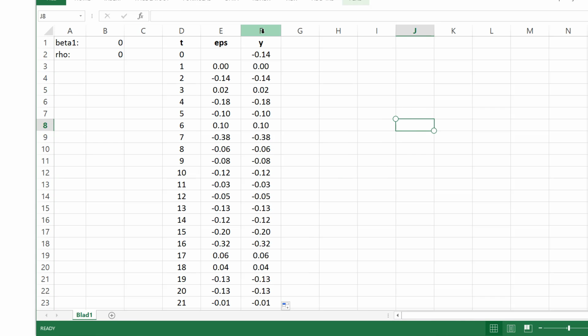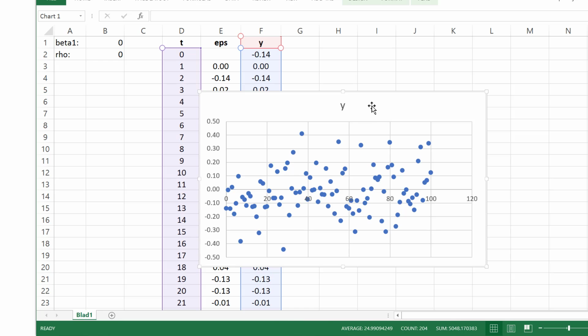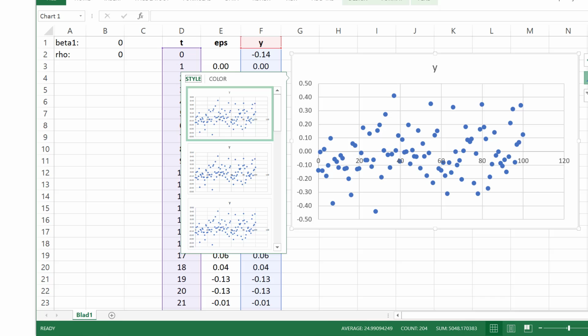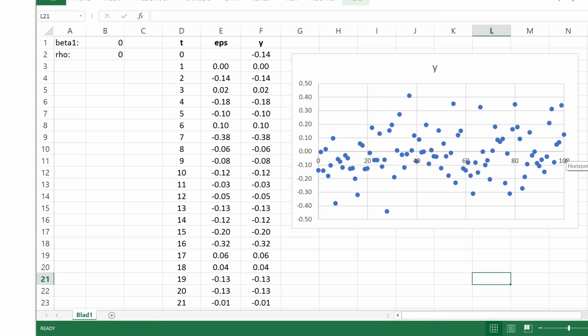So now I have actually simulated data from an AR1 process, and we can have a look at what it looks like. I have added here the scatter plot of the y data as a function of t. I have time on this axis. Let's switch this because I only have time up to 100, so let's change this to 100. So this is indeed an example of an AR1 process.